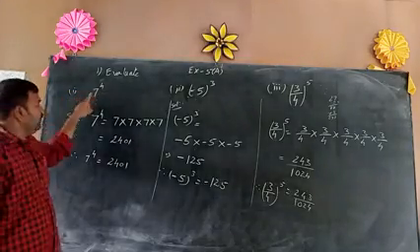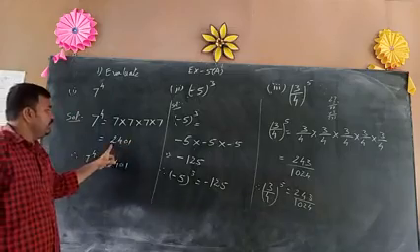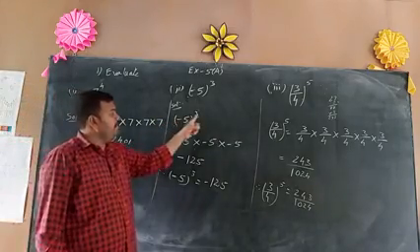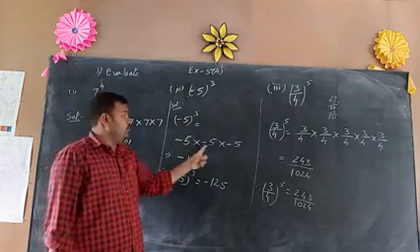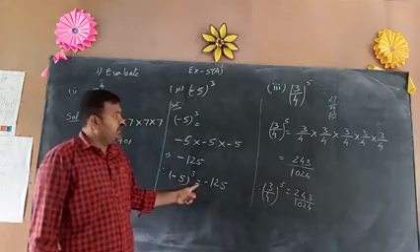Once again see these sums. 7 to the power of 4 is 7 into 7 into 7 into 7, so 7 multiplied 4 times means 2401. Minus 5 you have to repeat 3 times because the power is 3: minus 5 into minus 5 into minus 5. Answer is minus 125. Put that minus also.